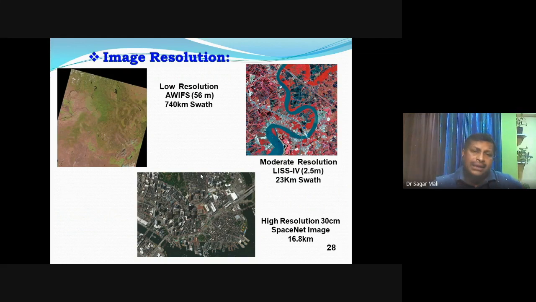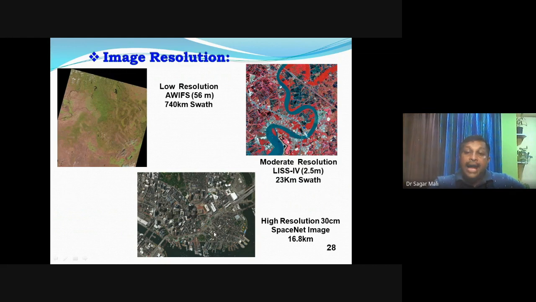For regional level analysis, we can use these types of satellite imageries where we have low resolution. High resolution imagery is used for resource planning, urban planning. This is the second image, LISS 4. It's a linear imaging self scanning sensor, which is a moderate resolution, right?